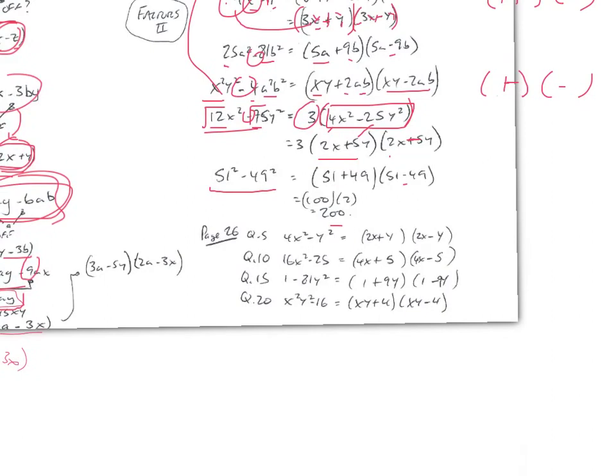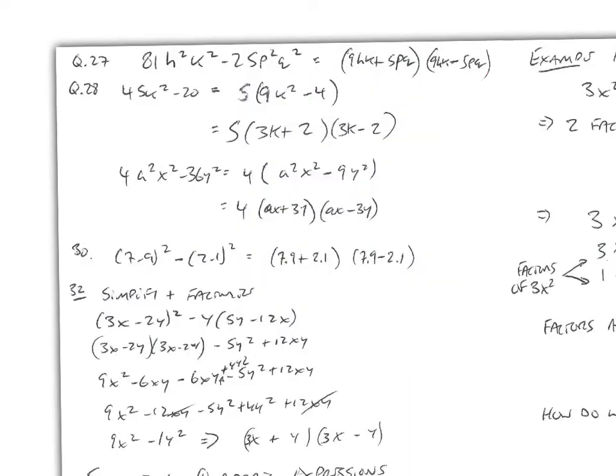And from page 26, question 5, 4x squared minus y squared. Square root of 4 is 2x plus y by 2x minus y. 16x squared minus 25 is 4x plus 5 by 4x minus 5. 1 minus 81y squared. Square root of 1 is 1 plus 9y, 1 minus 9y. And then x squared y squared minus 16 is xy plus the square root of that, which is 4, and xy minus 4.